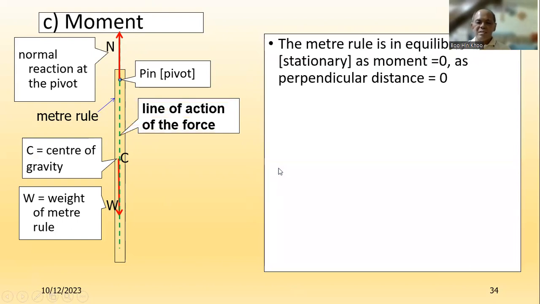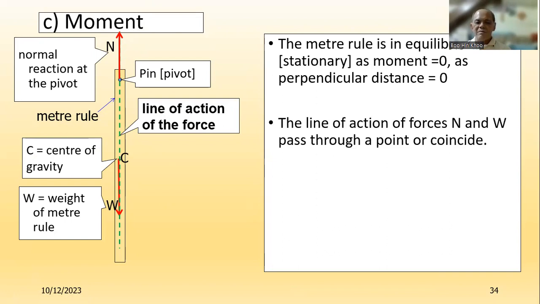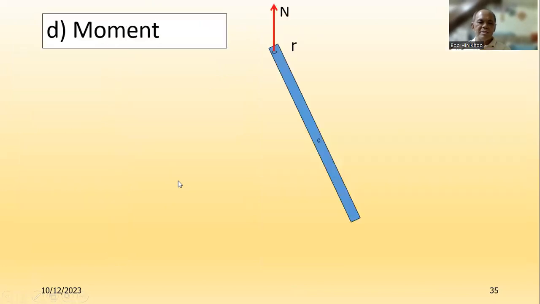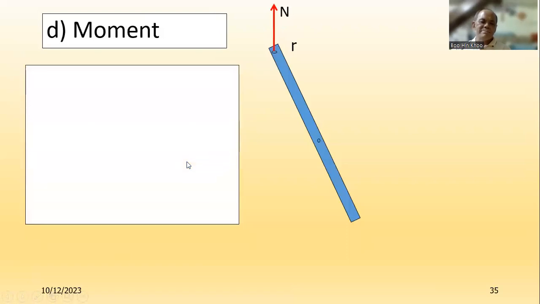In this case, the meter rule is in equilibrium, or we say stationary, and there's no moment, as there's no perpendicular distance. The lines of action of N and W pass through a point, or they coincide. The center of gravity is on the line and below the pivot. W equals N. Now we can displace the ruler at an angle.